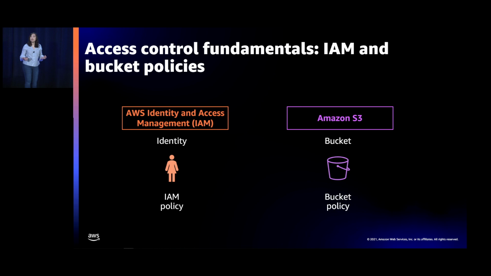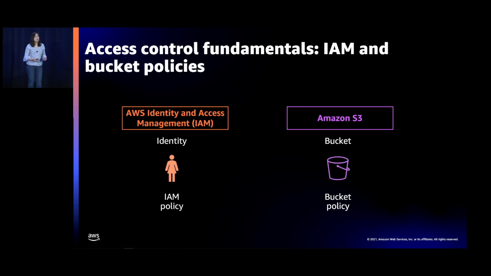So when you have data in Amazon S3 and have different users using that data, you need a way to give them access. And to do that, you can either define an IAM policy in AWS Identity and Access Management or a bucket policy in Amazon S3.